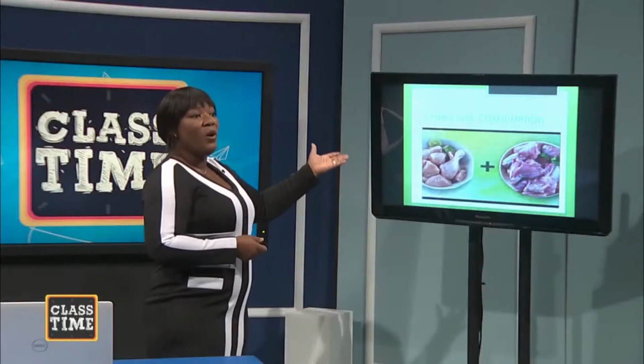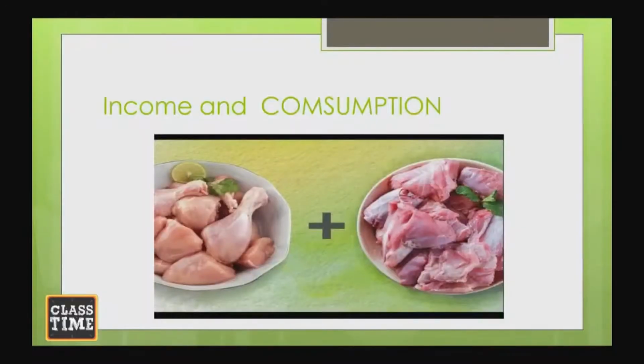Next, we look at income. Income affects what you buy at the shop. So, for example, on Sundays, mommy and daddy would cook chicken and mutton, right? But because of income, they're going to only buy one. So let's say this Sunday, you're going to only get chicken. Because of your income, you would contribute to what your parent or the consumer is willing to purchase.